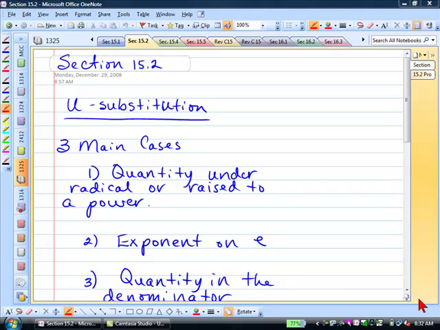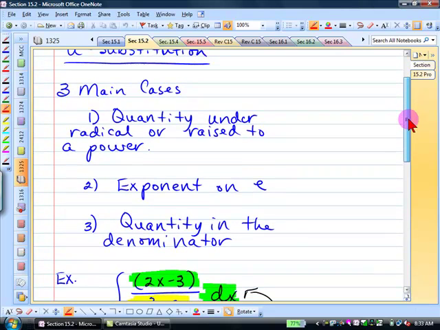Okay, section 15.2 is going to talk about what's called U-Substitution. There are cases of integration where we don't know what to do. We don't have any rule for it, and so we try to rewrite the problem so that we can do it with a rule that we have. And there are three main cases that we're going to look at.